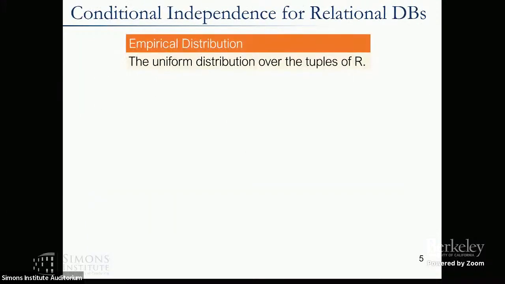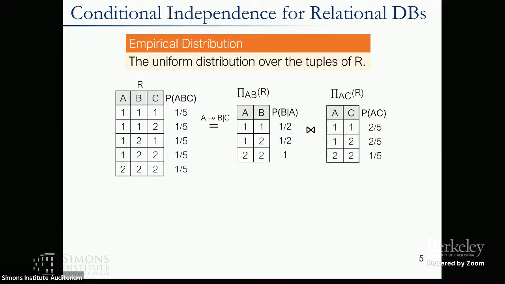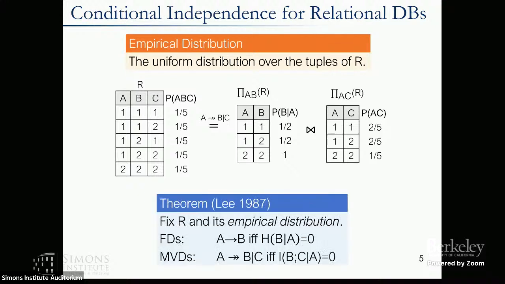Okay, so what is the relation between the two? Basically, why does this define a conditional independence for relational databases? We can define the empirical distribution of a relation as the uniform distribution over the tuples. For example, here, this is what we see. If this rule holds, then it will not be surprising to know that we have a conditional independence that holds in the empirical distribution. Basically, in this case, B and C are independent given A. And maybe this is quite intuitive.